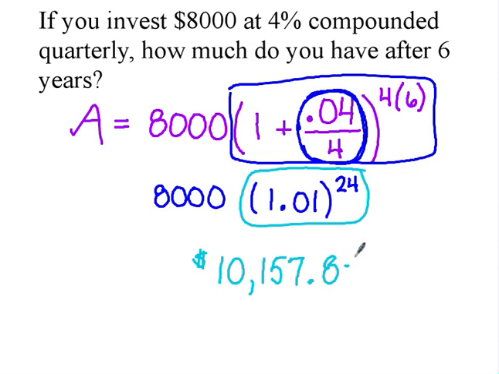88 cents. Okay. So you take 8,000, I would do the 1.01 to the 24th power first, get an answer, and then hit times 8,000. That 8,000 needs to be done very last. Otherwise, you're going to get some really different answers that are going to be way off base. Okay, so those are questions about compound interest, if it's compounded a certain number of times per year.